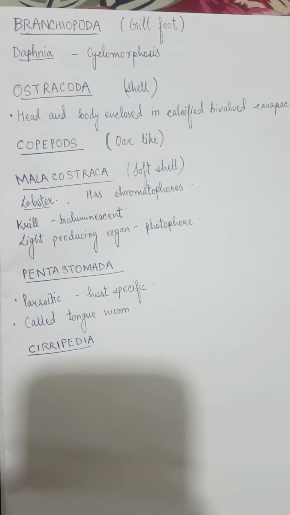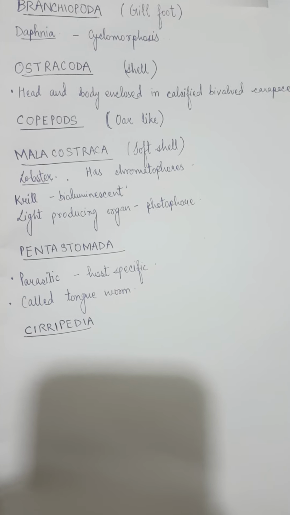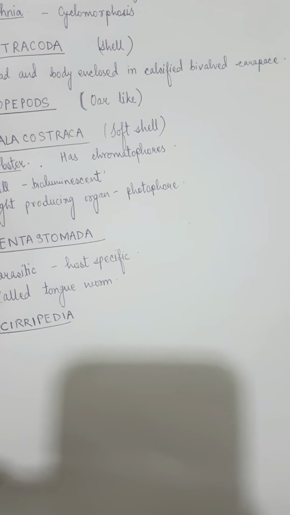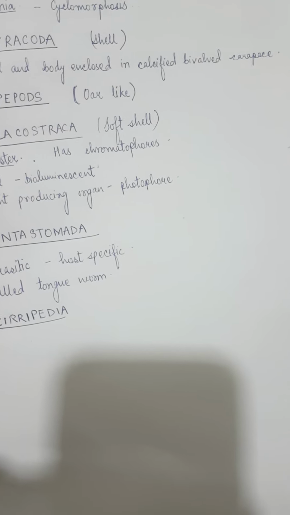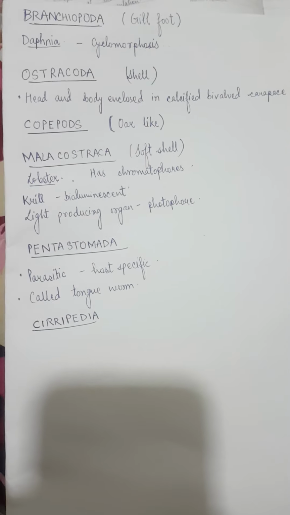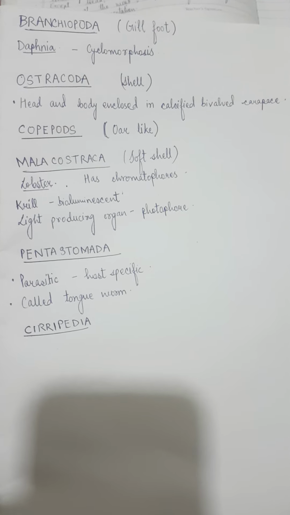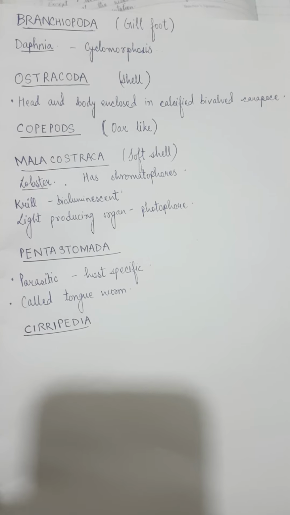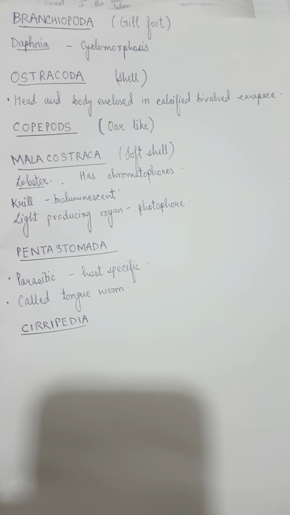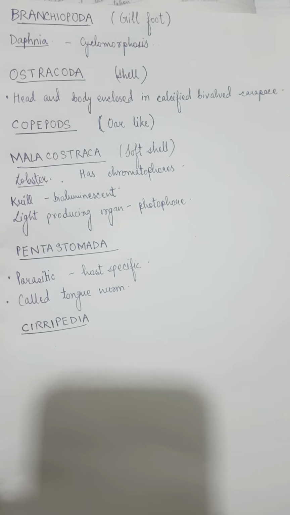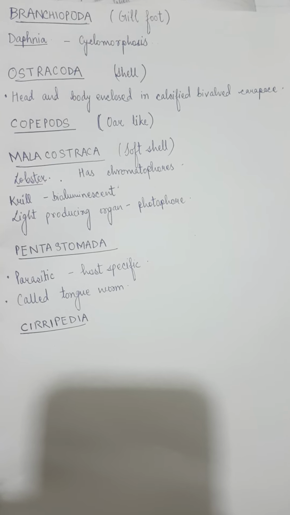Daphnia shows cyclomorphosis. Now, what does the term cyclomorphosis mean? It means that it shows seasonal alterations in the morphology of its head. Like in spring, winter and summer season, the morphology of the head of Daphnia will be different. Next is subclass Ostracoda. Ostraca means shell, and the organism's body and head are enclosed in a calcified bivalved carapace. In copepods, the appendages are oar-like and its morphology is not of much importance.